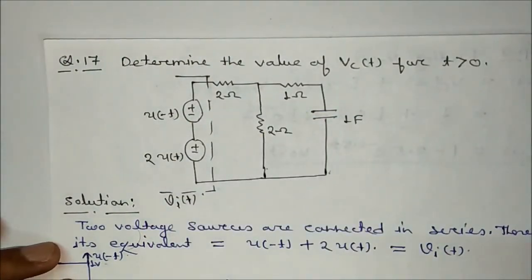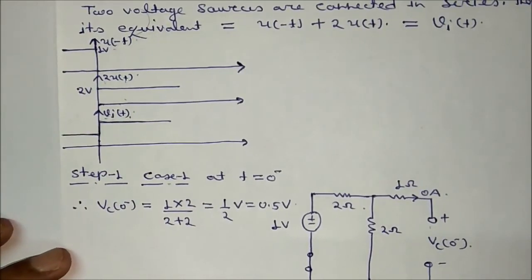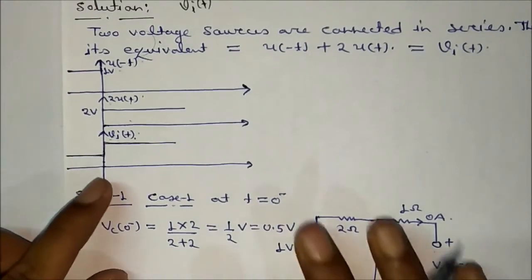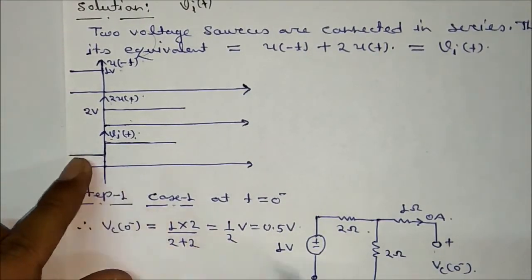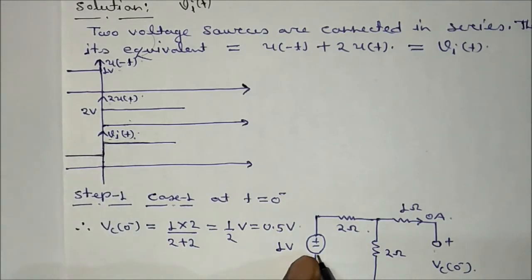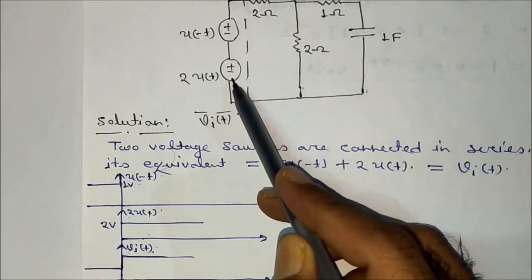Now, it is asking about VC(t), so we will take the same steps. First, at t equal to 0 minus, what is happening? At t equal to 0 minus, the input voltage is equal to 1 volt. So I have taken 1 volt. This signal will not work, because it is defined only for t greater than 0.